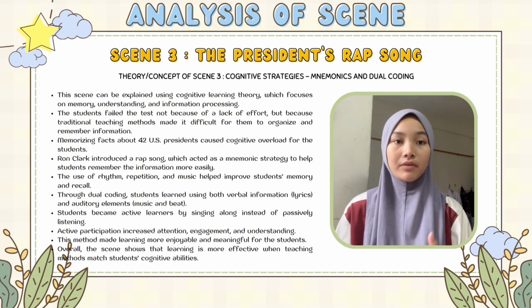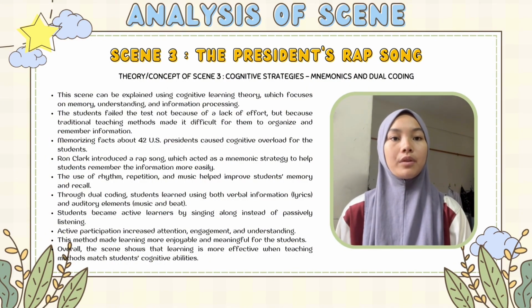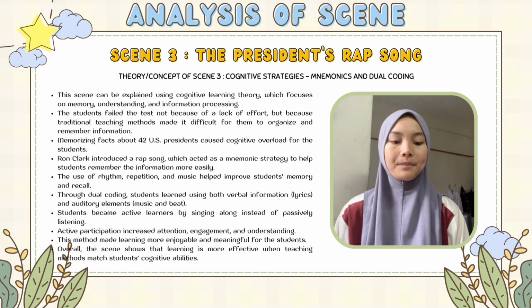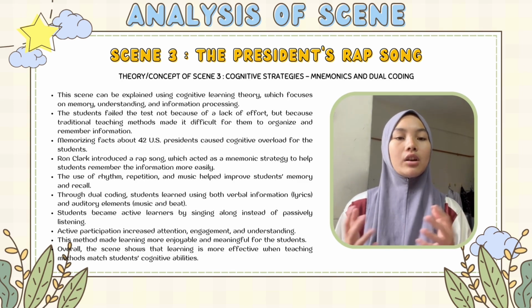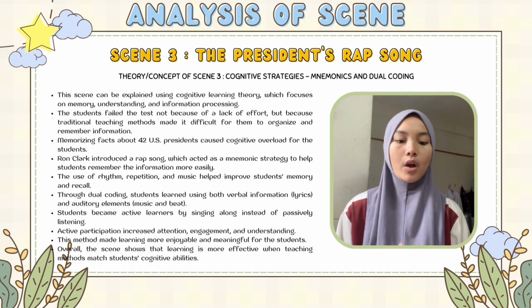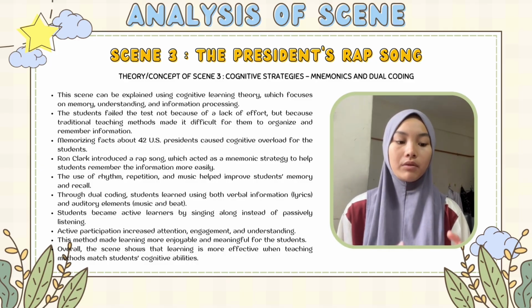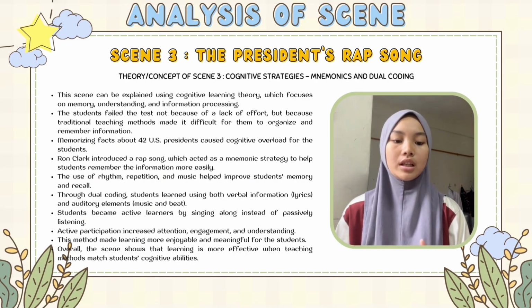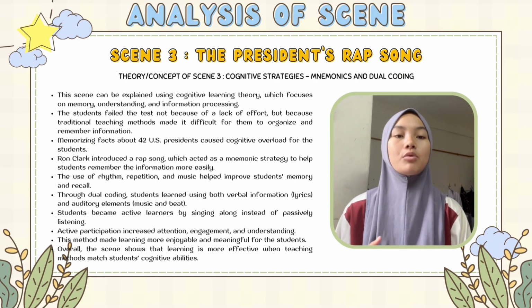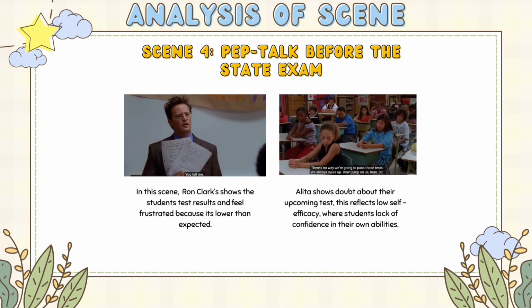Instead of passively listening, the students actively participated, which improved their memory and understanding. This scene shows that learning becomes more effective when information is presented in a way that matches students' cognitive abilities. Ron Clark's teaching method supports cognitive learning theory by helping students remember information through music and repetition.